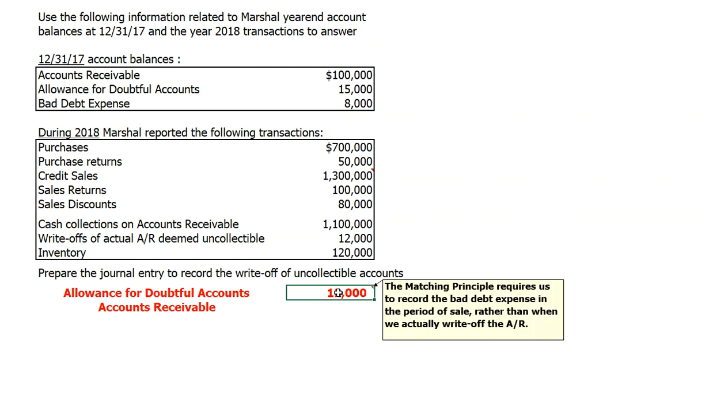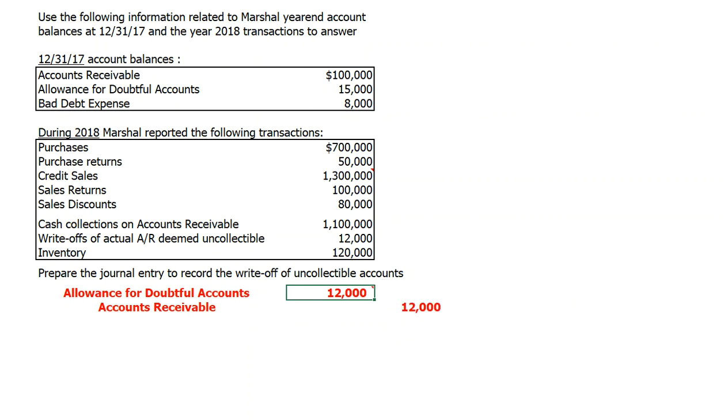And again, the matching principle requires us to record bad debt expense in the period when we make the sale, rather than when we actually write off the accounts receivable. So when we write off the receivable, there's no entry to the expense. The expense entry happens at the end of the period when we establish the allowance for doubtful accounts. Let's go ahead and see how we would do that using the percentage of sales method.